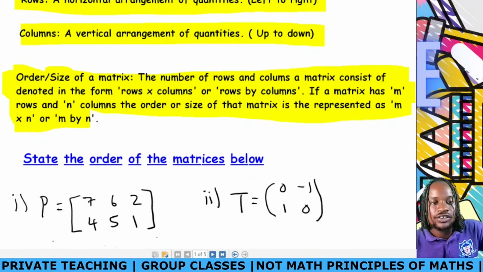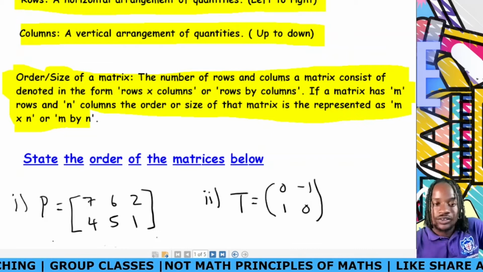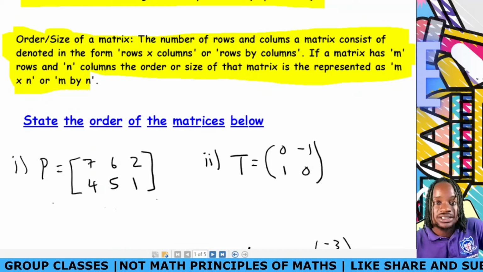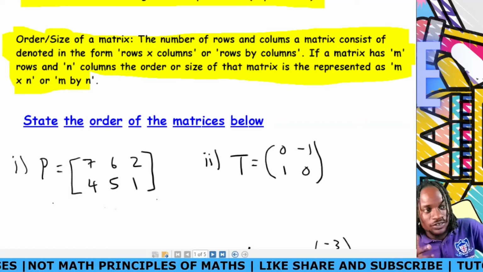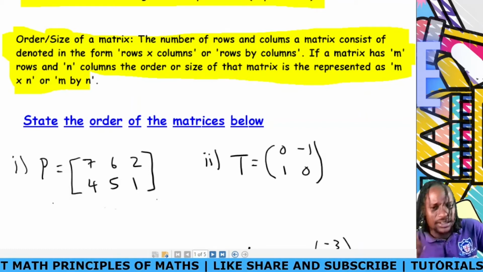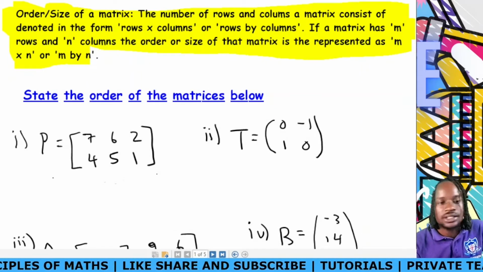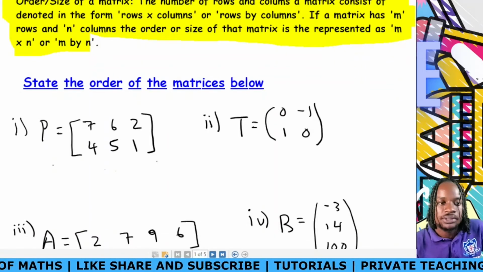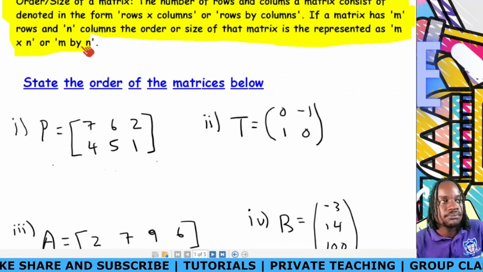The order or size of a matrix is basically the number of rows and columns that a matrix consists of. And if you're listening, you realize that every time I'm talking, rows always come first. So always keep that in mind. If a matrix has m rows and n columns, the order or size is m by n. We don't call it m times n, we call it m by n.